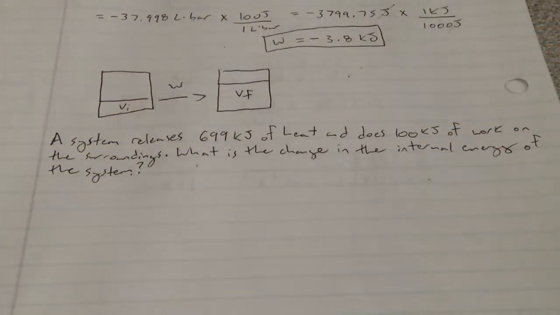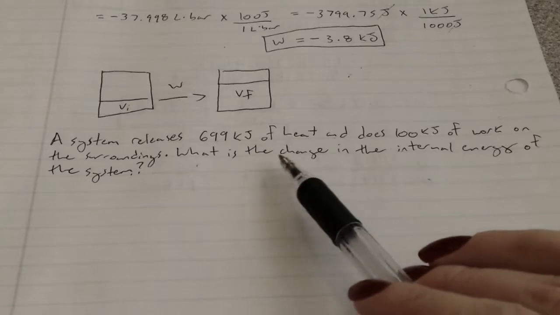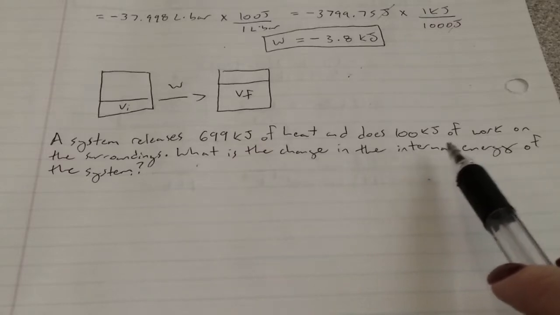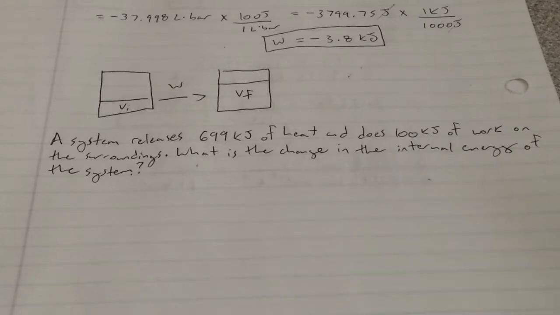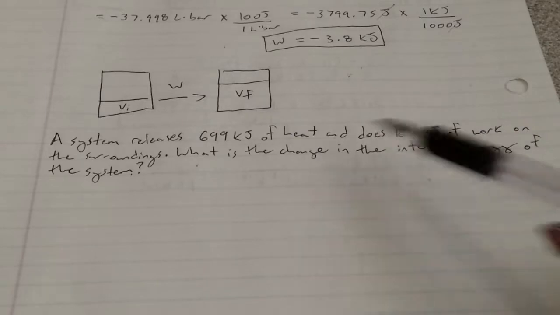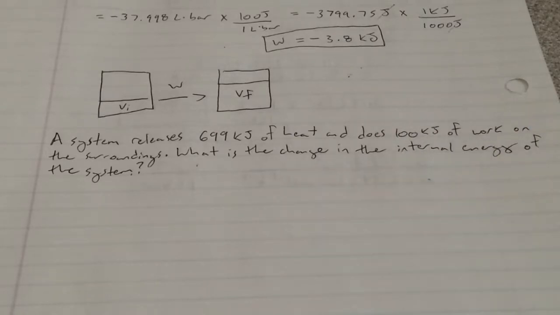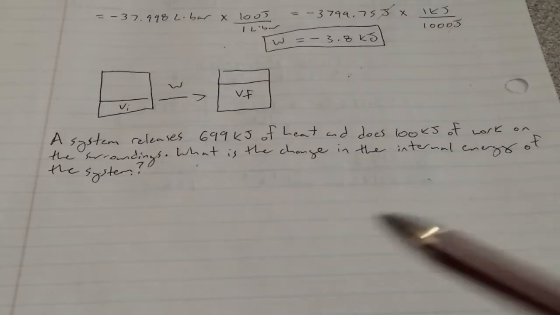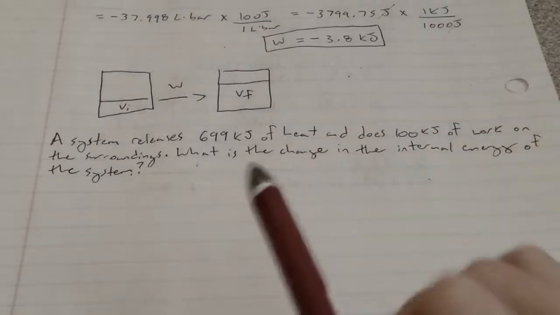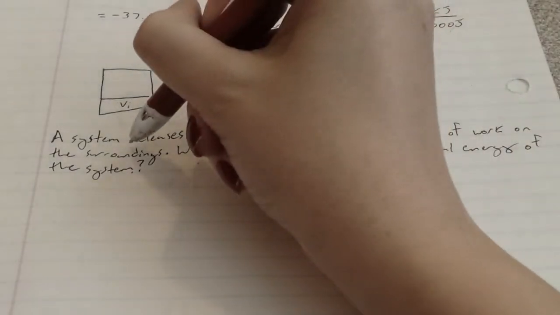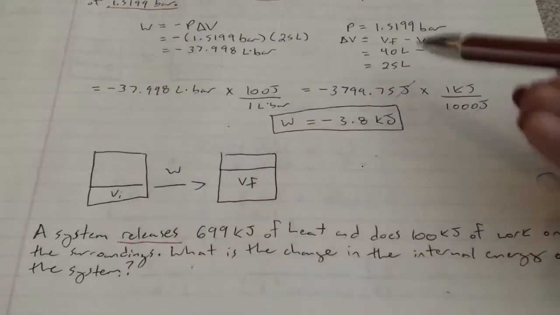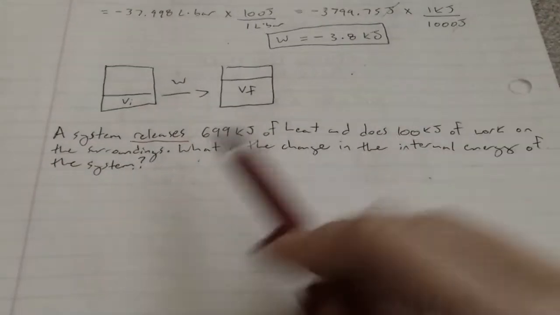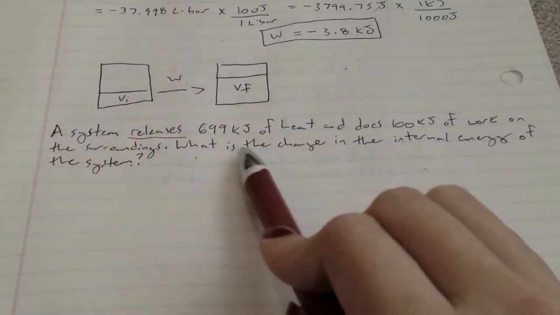The next one is, a system releases 699 kilojoules of heat and does 100 kilojoules of work on the surroundings. What is the change in the internal energy of the system? All right, so we just have to ask ourselves, what are they giving us in terms of information? Reading the question more carefully will give us most of the answers. A system releases is key, because as we've seen with the other questions, the negative sign is really important, since the system is losing something. So it releases 699 kilojoules of heat.